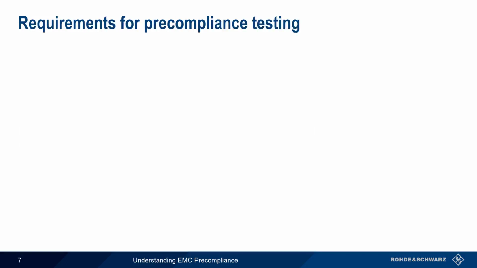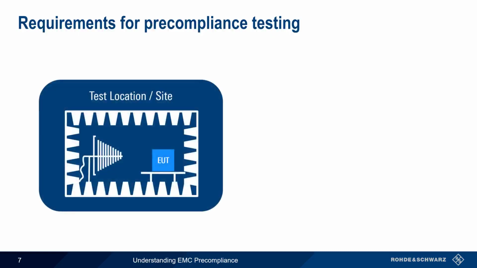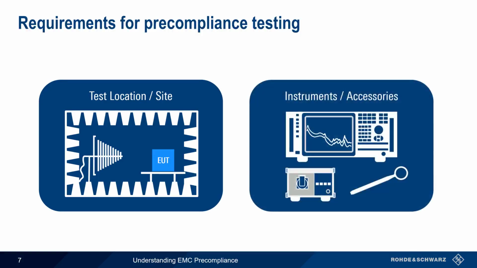So what do we need in order to perform pre-compliance testing? There are two general requirements. The first is deciding where the pre-compliance tests will be performed, in a chamber, indoors, or even outdoors. The second is choosing the instruments and accessories used to perform these tests. In the remainder of this presentation, we'll cover each of these topics in detail and explain any differences between compliance testing and pre-compliance testing.